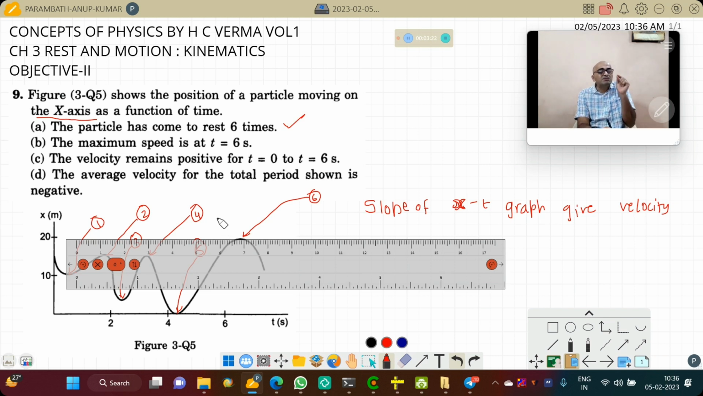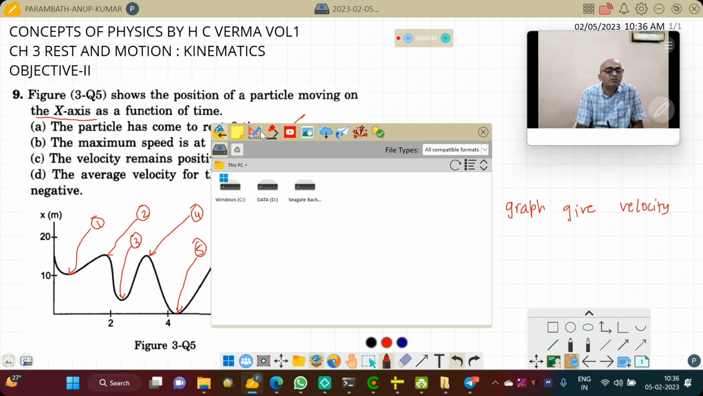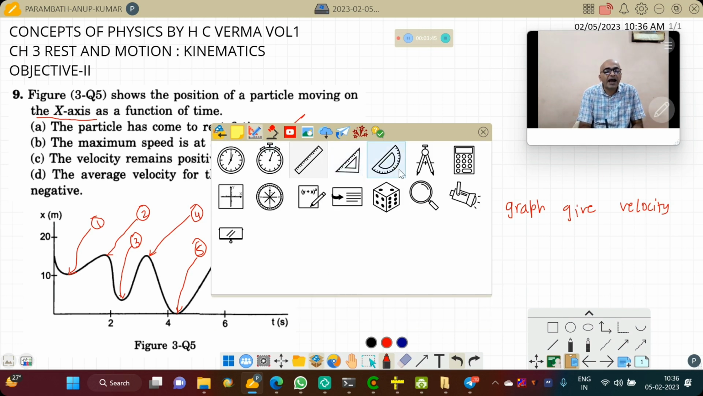The maximum speed is at t equal to 6 seconds. How to identify the maximum speed? The maximum speed he is referring to is basically the instantaneous velocity. Where the magnitude of the slope is maximum, there the speed is maximum. How to identify where the maximum slope is? Let us take a protractor and analyze where the slope is greatest.